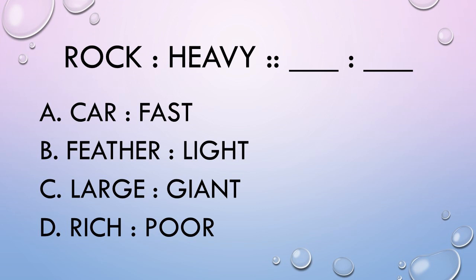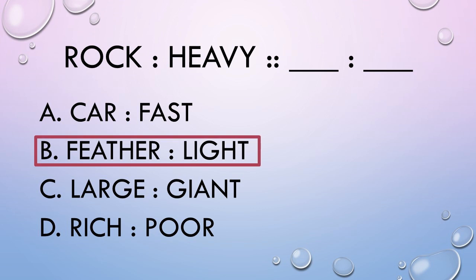Let us now go back to the two possible answers that we had earlier. If you have two possible correct answers, you have to narrow down the possibilities. In this case, heavy refers to a weight that describes a rock. Fast talks about speed, and light talks about weight. Now that we have already narrowed the possible relationships, we can now conclude that letter B is the correct answer.